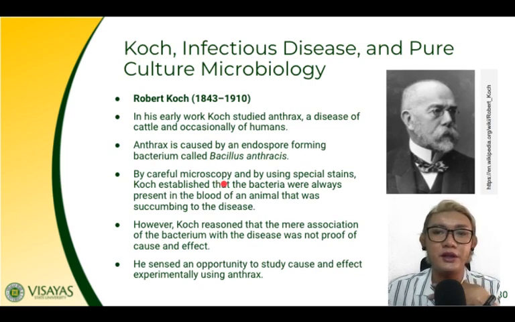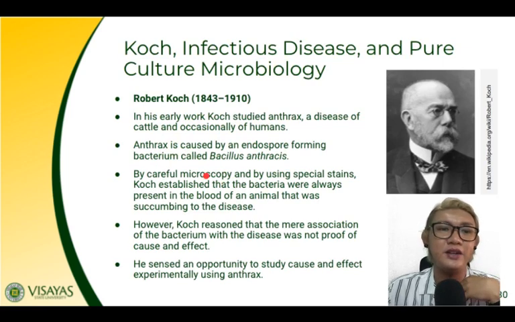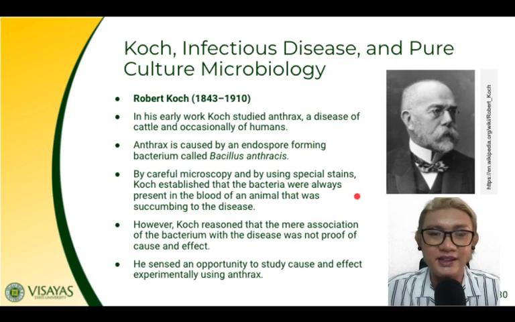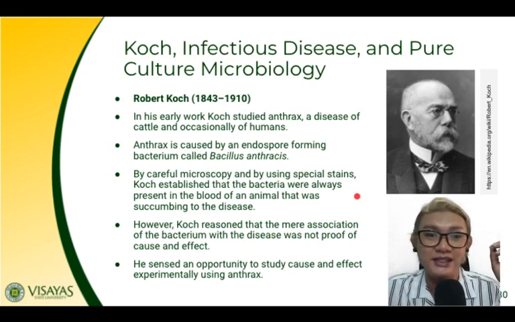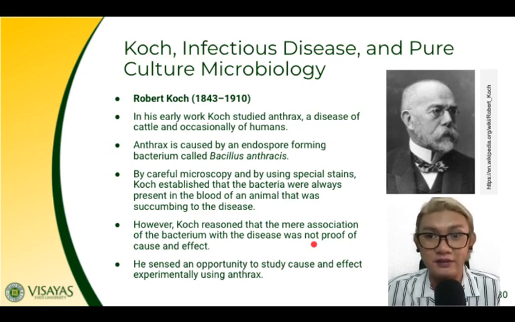Now, another important person in the history of microbiology is Robert Koch. In his early work, Koch studied anthrax, a disease of cattle and occasionally of humans. Anthrax is caused by an endospore-forming bacterium called Bacillus anthracis. By careful microscopy and by using special stains, Koch established that the bacteria were always present in the blood of an animal that was succumbing to the disease. However, he reasoned that the mere association of the bacterium with the disease was not proof of cause and effect.